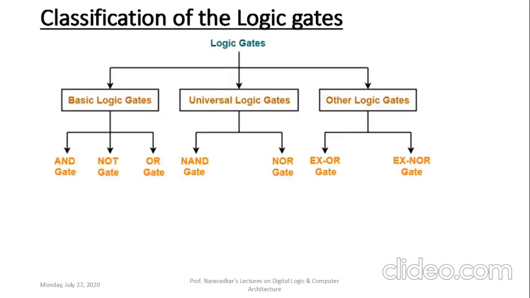Now here is the tree that classifies logic gates into three major categories. The basic logic gates, which are AND gate, NOT gate and OR gate. Then the universal logic gates, NAND and NOR gate. And the other logic gates, which includes XOR gate and XNOR gate.